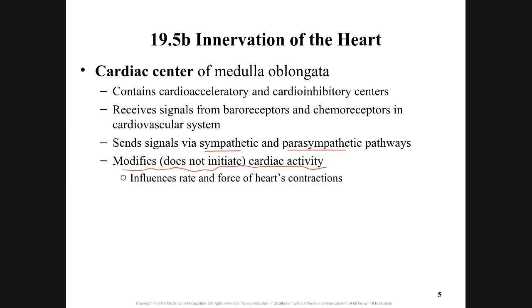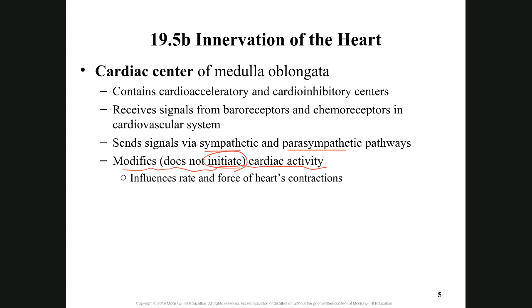They can only change it. They cannot initiate it. And you need to know that when we have a frog, for example, and we put it in a tray, we kill the frog and we separate the heart from the body and put it in the other tray. The heart beats for about 30 minutes.